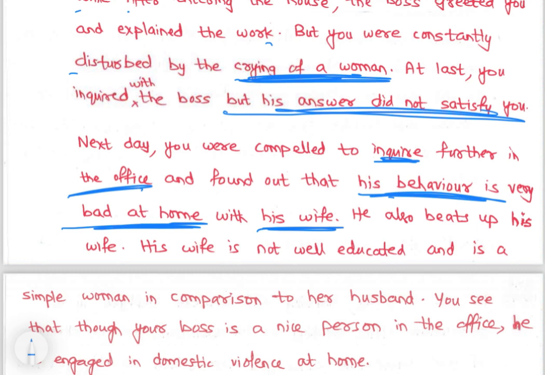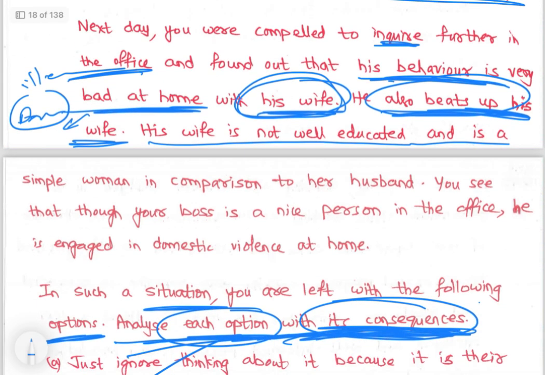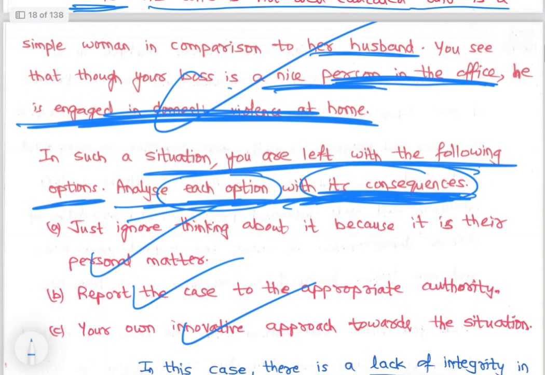Next day, you were compelled to inquire further in the office and found out that his behavior is very bad at home with his wife. So his wife is the stakeholder. He also beats up his wife. His wife is not well educated, and beating up his wife is again domestic violence. That is illegal, right? So a simple woman compared to her husband. You see that though your boss is a nice person in office, he is engaged in domestic violence at home. So in that situation, you are left with the following options. Analyze each of the options with its consequences, right?